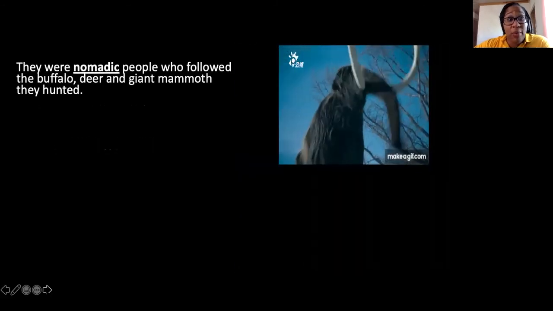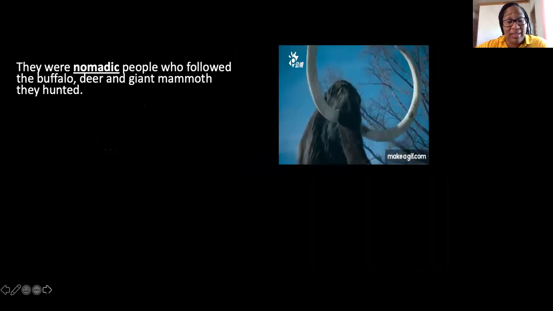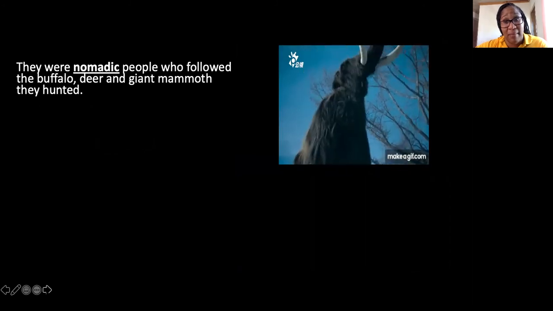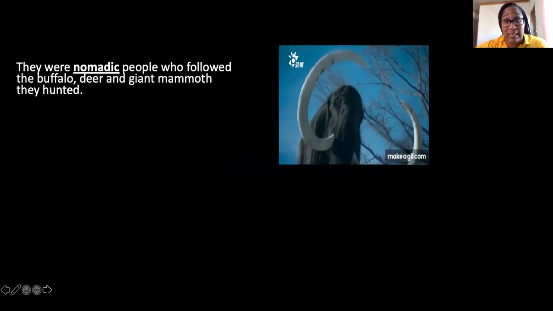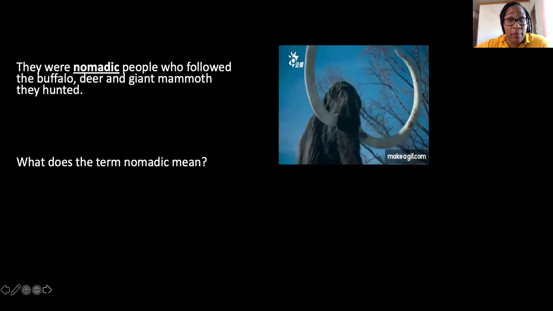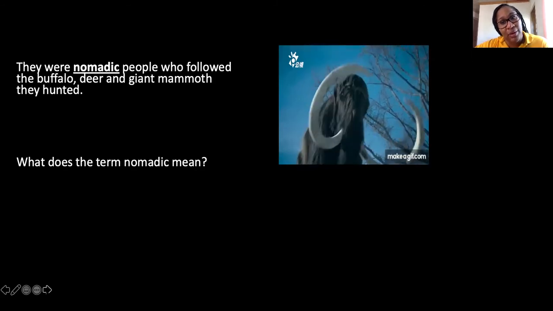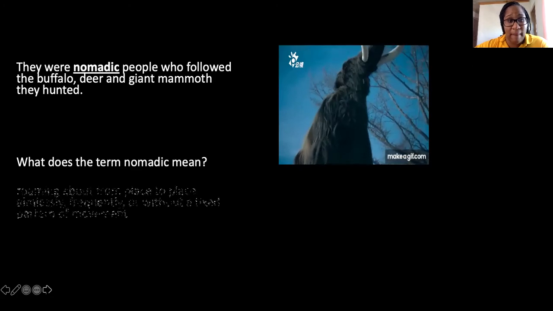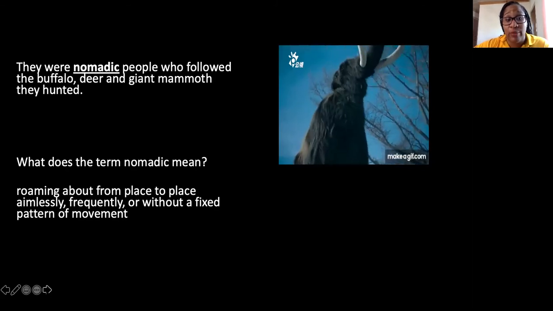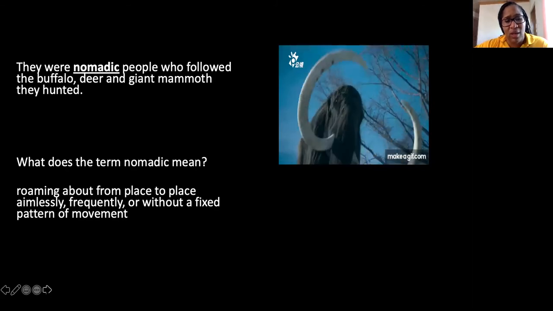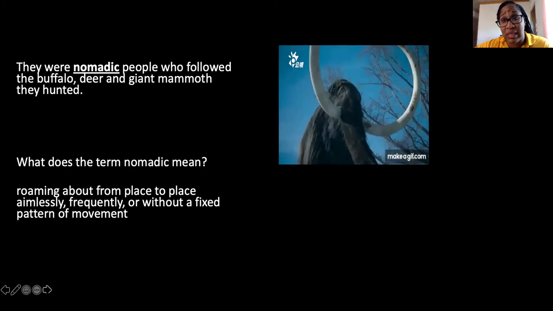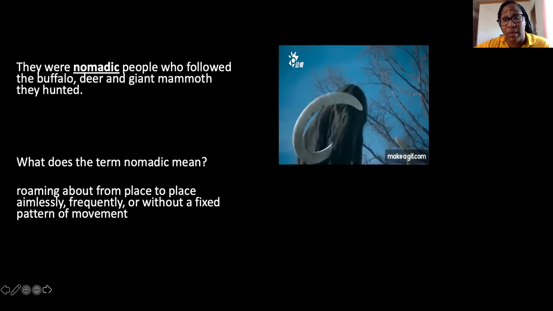Okay. And they were nomadic people who followed the buffalo, deer, and giant mammoth that they hunted. As you can see, I'm showing you a picture of the giant mammoth because it doesn't exist today. It's now extinct. What does the term nomadic mean? I know you guys would have heard this before in our earlier lessons. But we know that nomadic means roaming about from place to place, aimlessly, frequently, or without a fixed pattern of movement. So they were just looking for a place to go, a place to survive, a place that they could call home, guys. They were looking for somewhere that they could live, somewhere where they could survive and be comfortable.